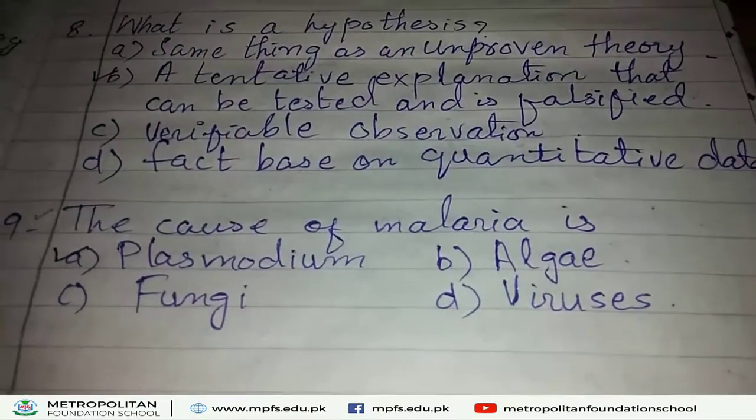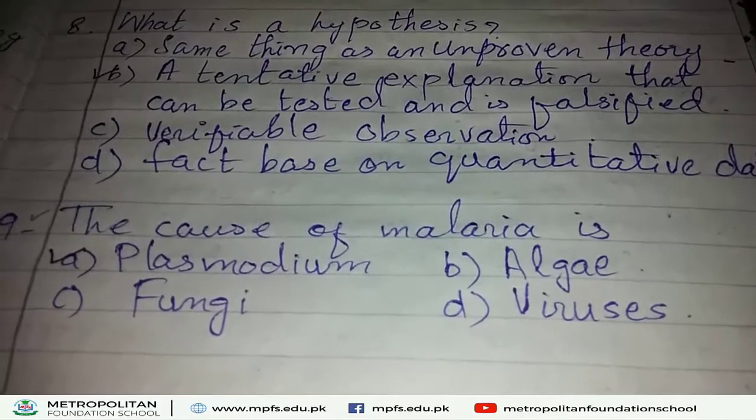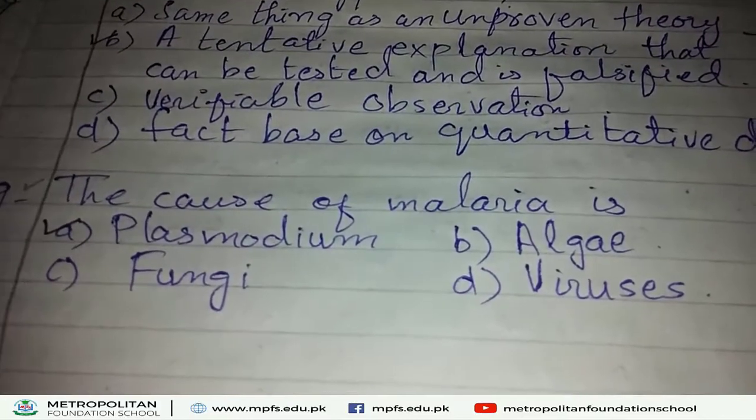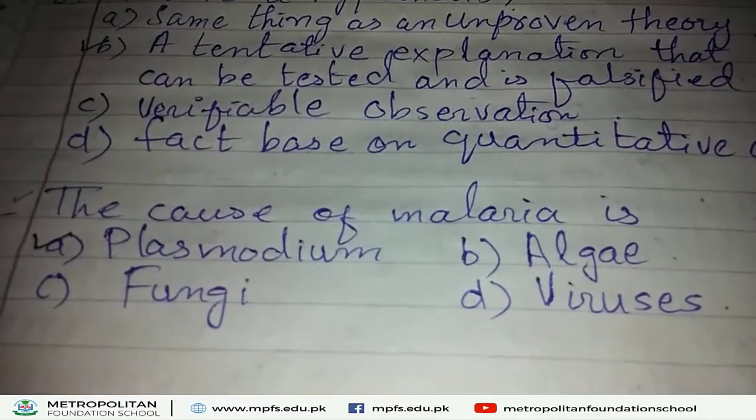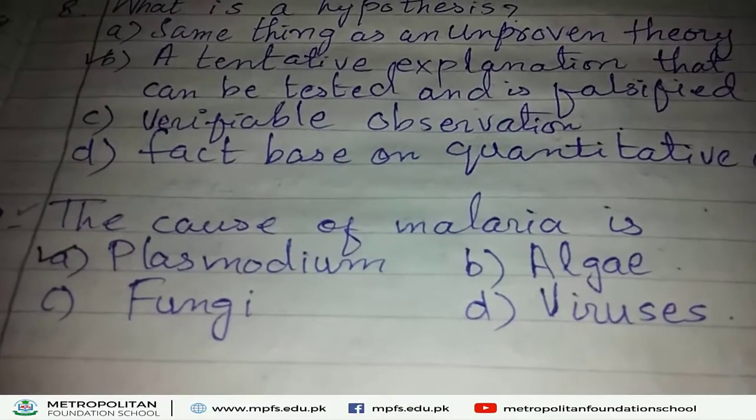Now, next, the cause of malaria is option A, Plasmodium, option B, algae, option C, fungi, and option D, viruses.